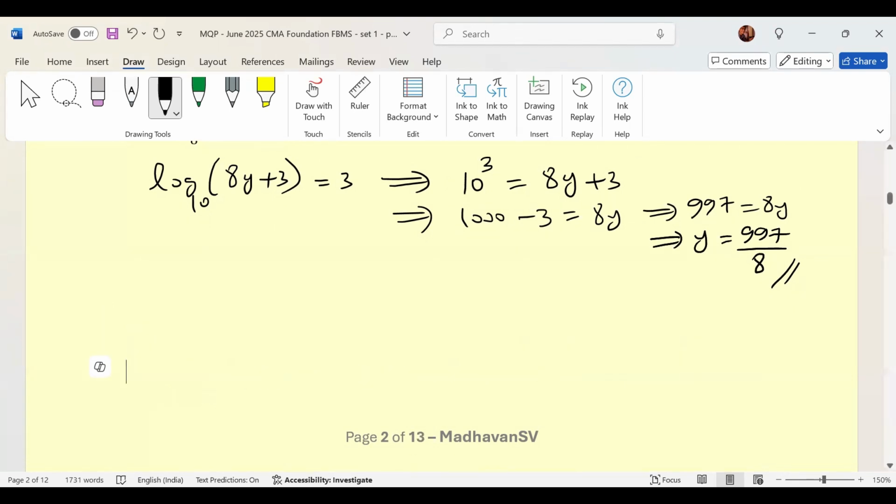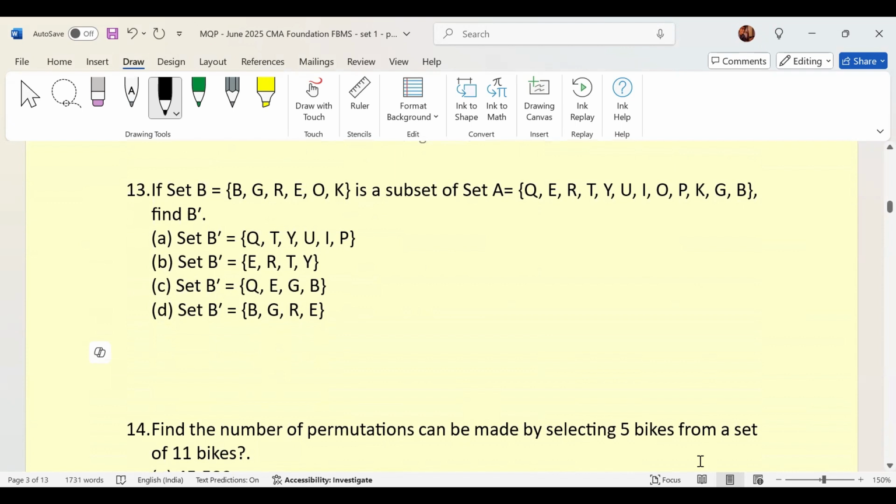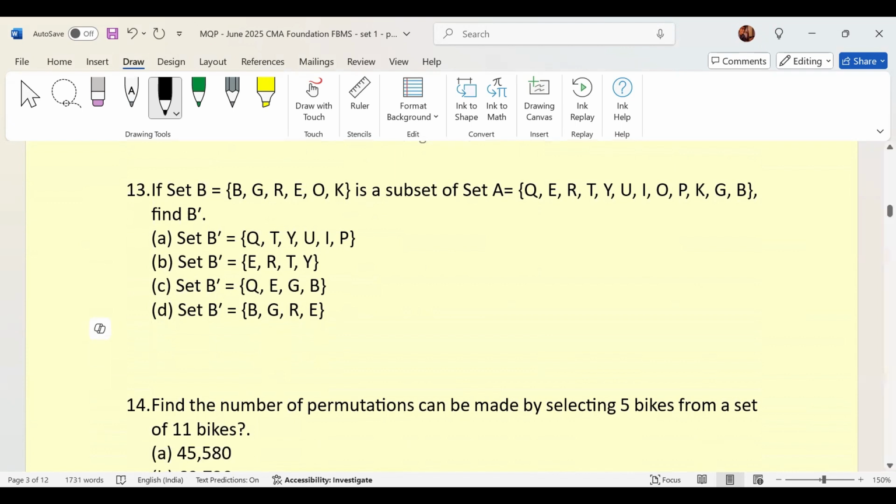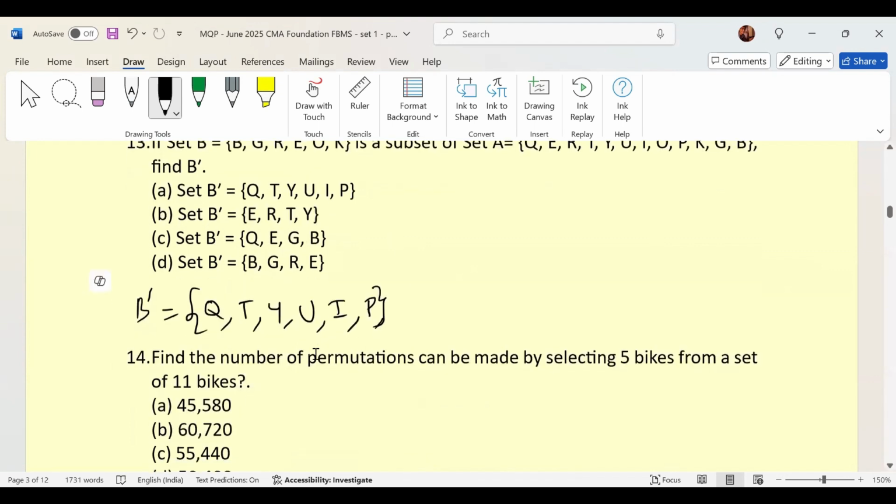Let me shift this to the next page. So we need to write those elements which are not elements of B, but are elements of A. Q we can write, then E we cannot write because it is there in B, R we cannot write, T we can write, and then Y we can write, U we can write, I we can write, O we cannot write, P we can write, K we cannot write, G we cannot write, and B we cannot write. So that will be the solution. Means option A is the right option.